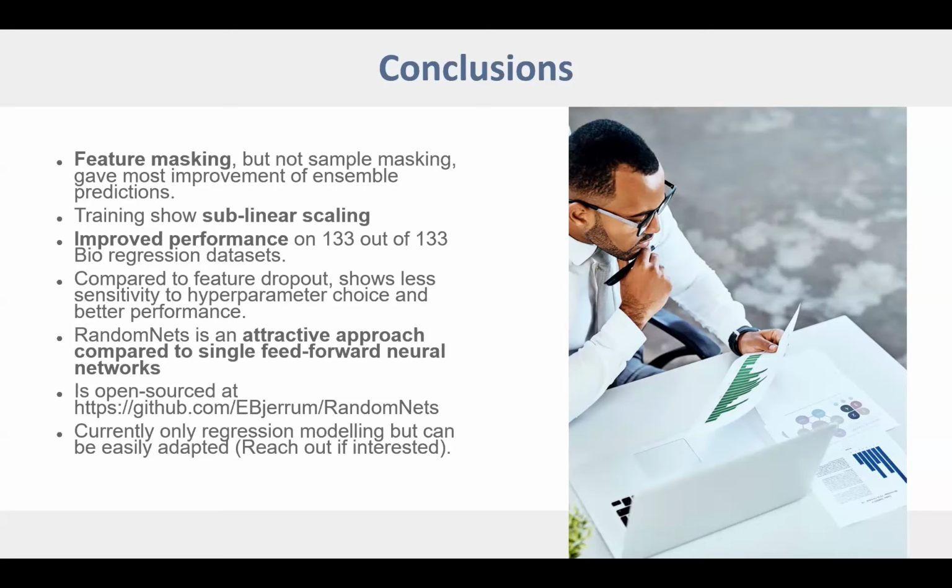Compared to feature dropout, which could be a similar technique to do this, we show a little bit less sensitivity to the hyperparameter choice and also slightly better performance. So all in all, I think this is an attractive approach when we compare it to single feed-forward neural networks, and I open sourced it. And currently it's just for a regression model, but it could be easily expanded to classification and other types of tasks.